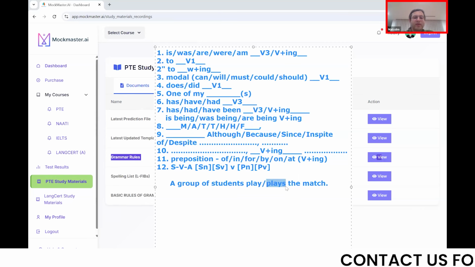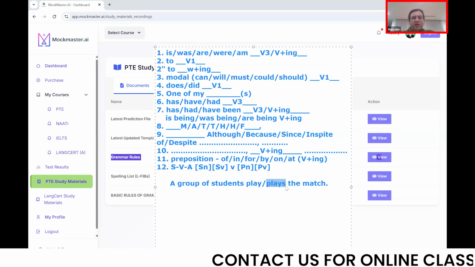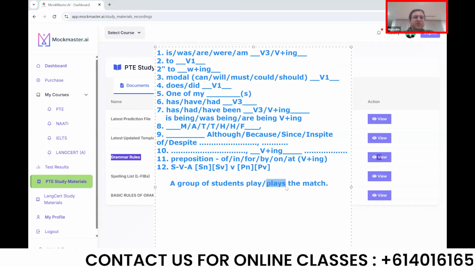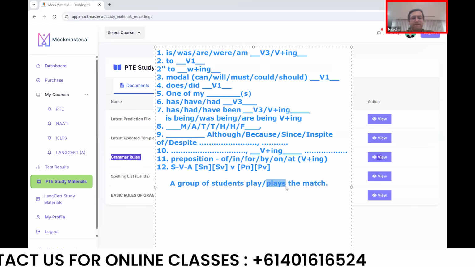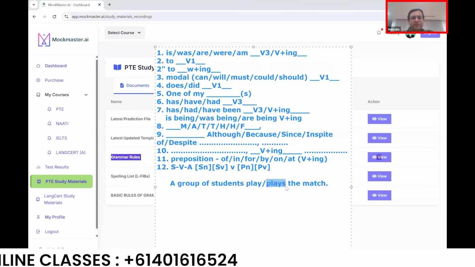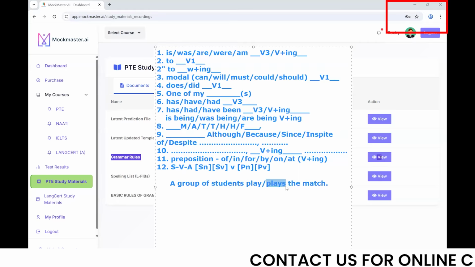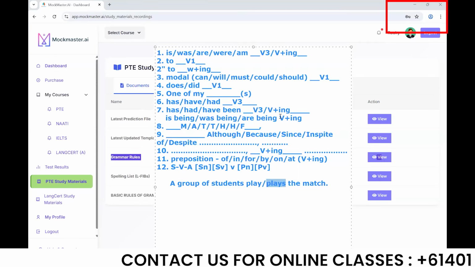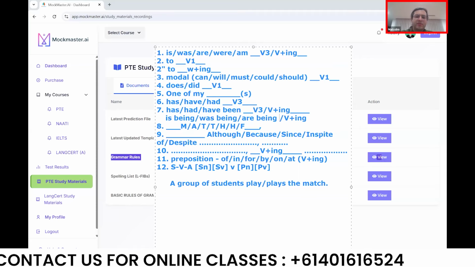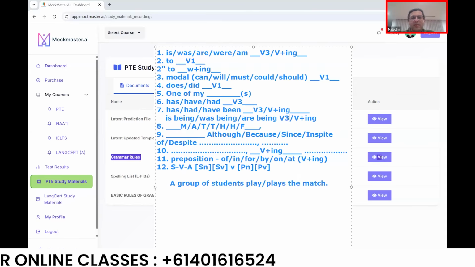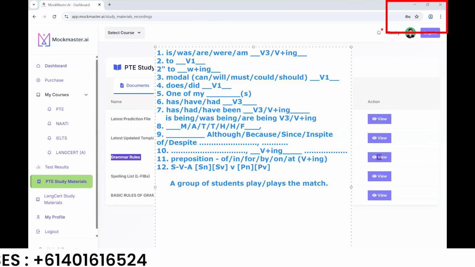All right. Any doubts, any questions? I have one doubt. In point number 7, you have written is being verb plus ing. It can also be V3. Yes, okay.